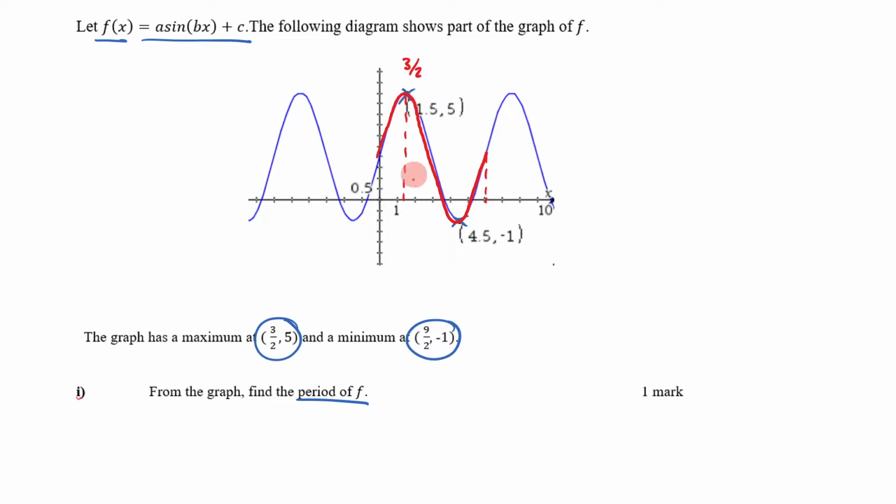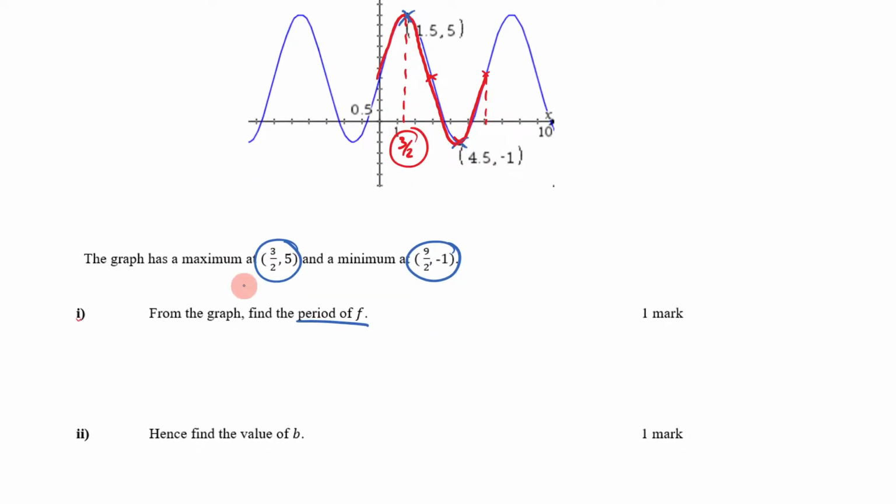Now, hopefully what you can notice here is that this is a quarter of the period. This distance here is a quarter of the period. If I was to add it again, I would get halfway. If I was to add it again, I would get 3/4 of the way. And if I was to add it again, I would get all the way. So if I add it 4 times, I would get the full period. Because we know a quarter of the period is 3 on 2, we just have to times that by 4 to get the full period.